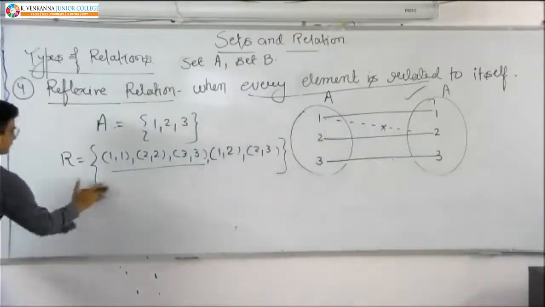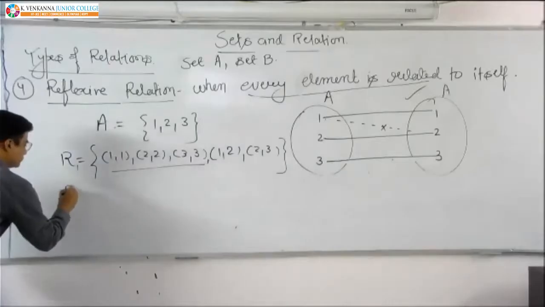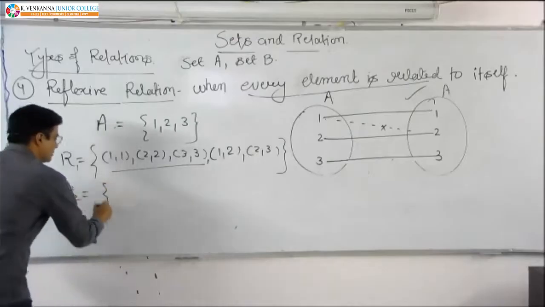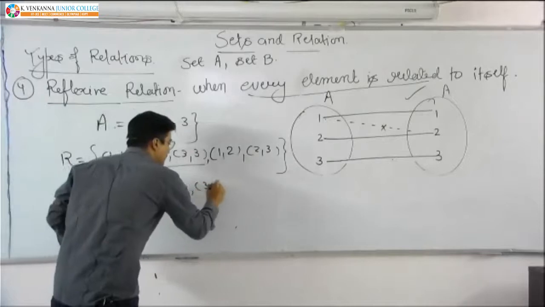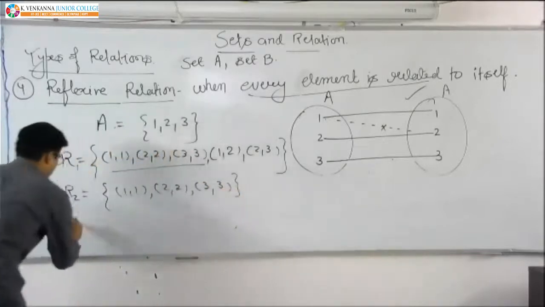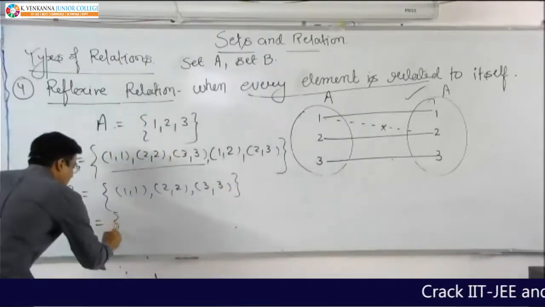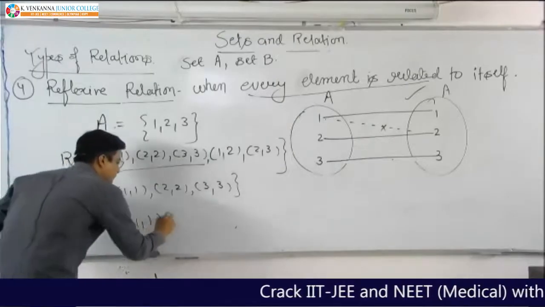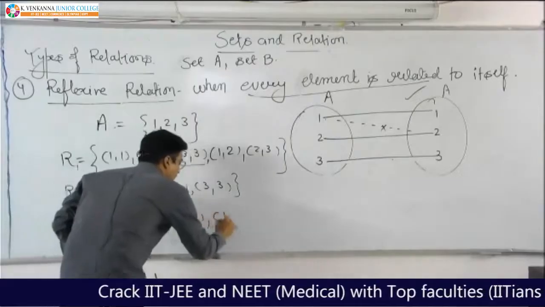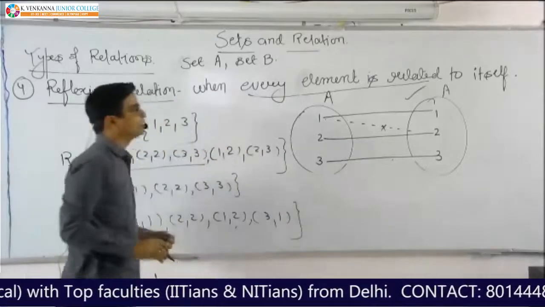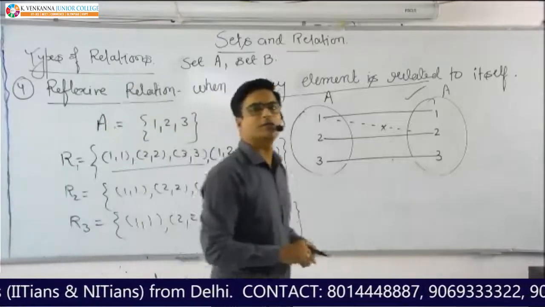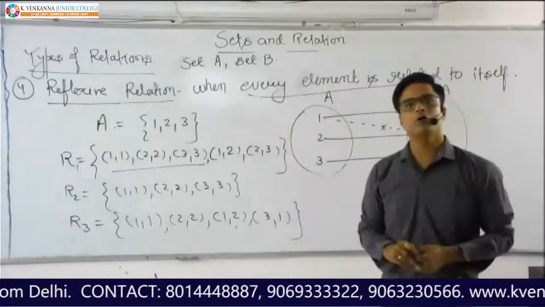So I'm again going to define three relations. Let's say R2 is 1, 1, 2, 2, 3, 3. R3 is 1, 1, 2, 2, 1, 2, 3, 1. Now quickly tell me which one is your reflexive relation, which one is not your reflexive relation.